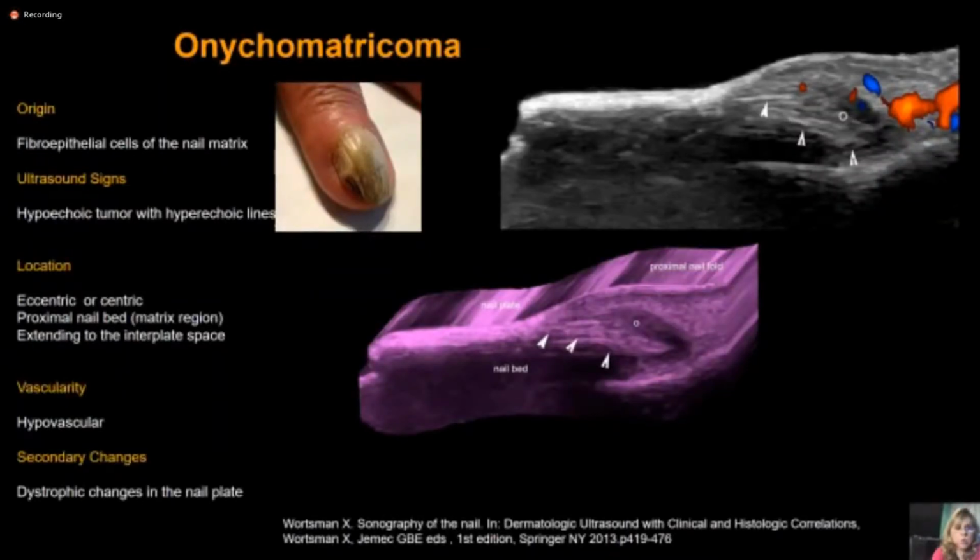Another nail tumor that you can find is the onychomatricoma. This is a tumor derived from the nail matrix. Usually the tumor is eccentric and it involves the area of the matrix, and it is hypoechoic and presents hyperechoic lines or spots that protrude into the nail plate region. These tumors tend to be hypovascular or present intermediate vascularity.